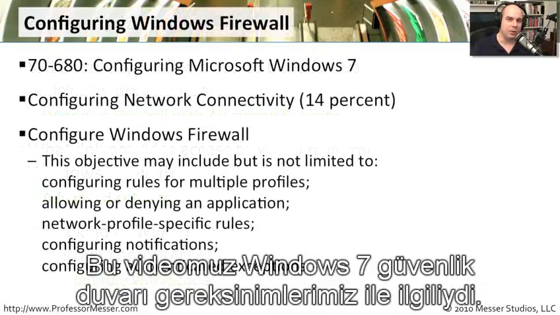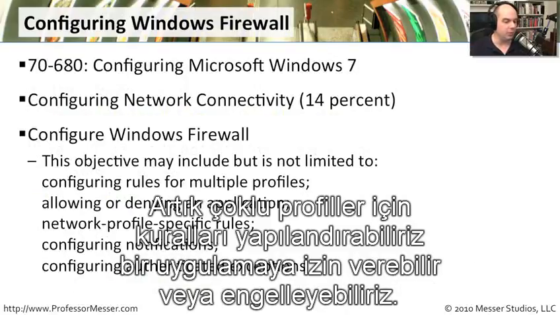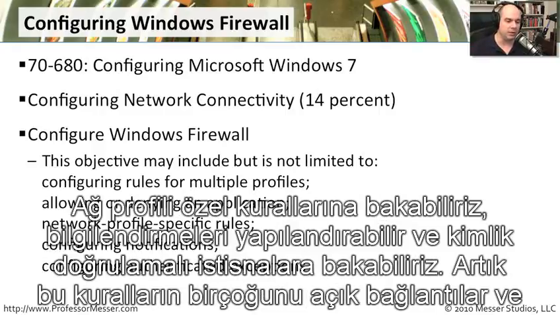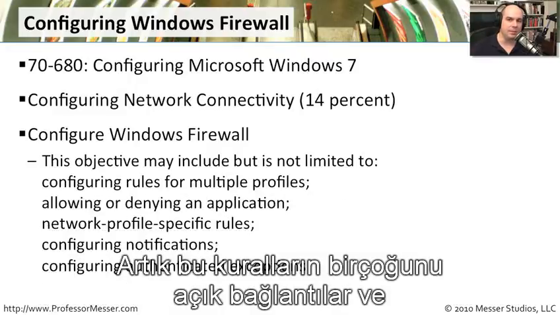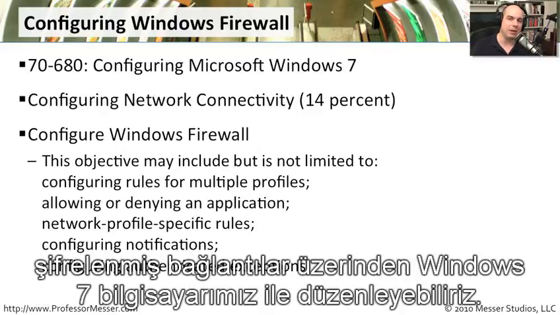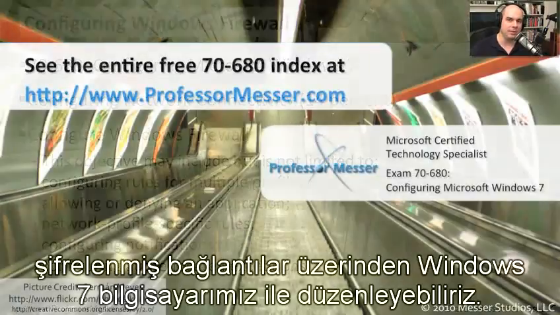That covers our requirements for our Windows 7 firewall. We are now able to configure rules for multiple profiles, allow or disallow an application, look at network profile specific rules, configure notifications, and look at authenticated exceptions and how we can modify some of those rules both over our wide open links and our encrypted connections through our Windows 7 computer.